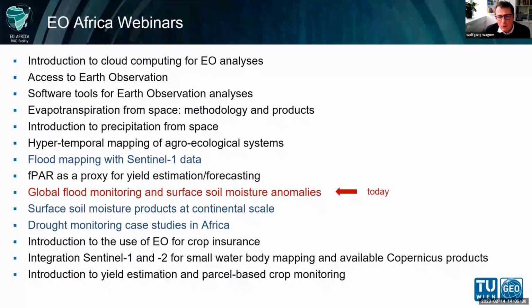and analyze the data at your desk. Today we look more at a different approach, where you already download, analyze data and use it in applications. Maybe also let me point out that there will be some upcoming webinars that are also given by the TU Wien. Another upcoming webinar closely connected with today's topics will be about surface soil moisture products at continental scale, where we'll show how to use Sentinel-1 for surface soil moisture estimation. And then we also will have a webinar on drought monitoring case studies in Africa.